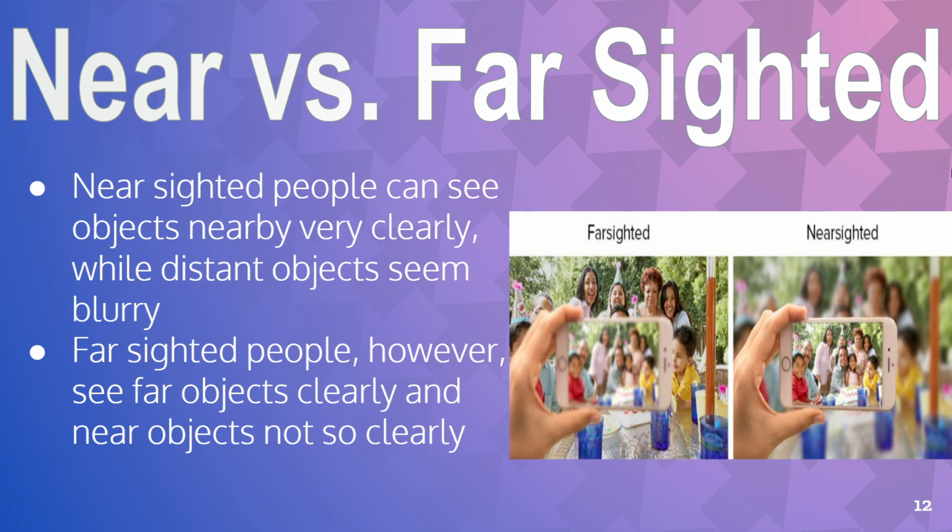Lastly, we'll be talking about nearsightedness versus farsightedness. So nearsighted people can see objects nearby very clearly, but distant objects can seem very, very blurry. Whereas farsighted people, however, can see far objects very clearly, but near objects not so clearly, as you can see in the image to the right.